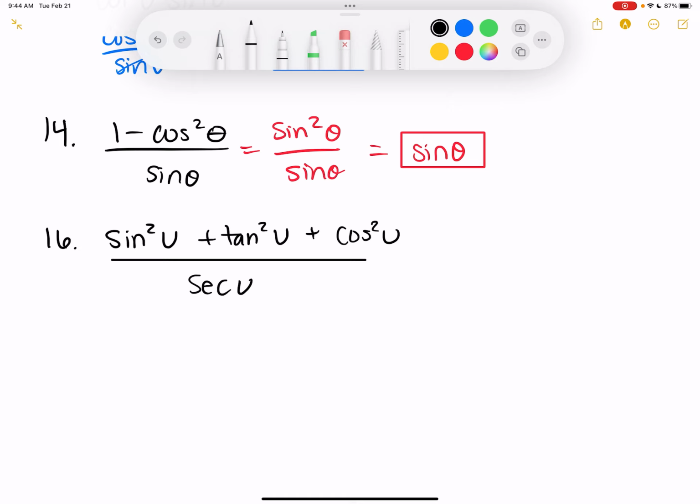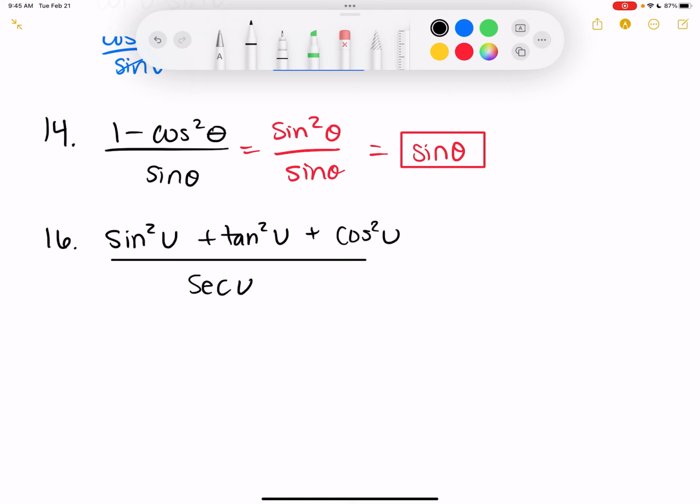All right, suggestions on the top. Maybe look for, is there a Pythagorean identity in the top? Yeah. Well, is there? Oh, there is.